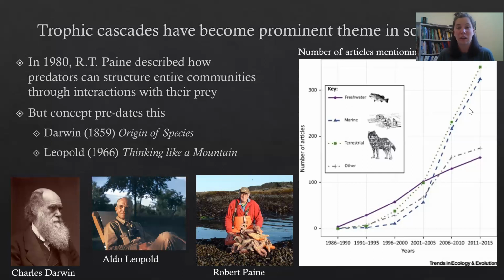Otherwise, the white-tailed deer will just eat and eat and eat. And so Charles Darwin and Aldo Leopold really talked about this concept of trophic cascades, but Robert Paine was really the first one to introduce it. And we'll talk a little bit about his research.